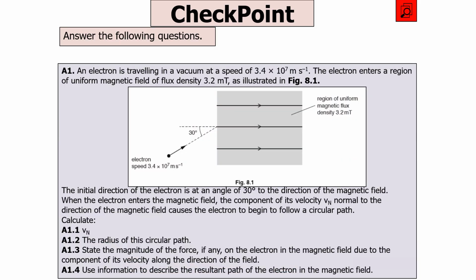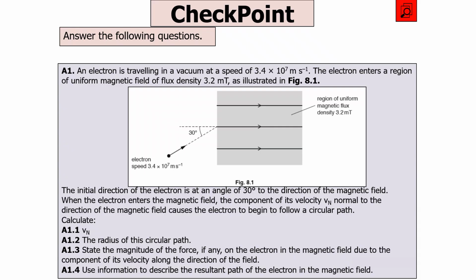Our next question says, an electron travelling in a vacuum at a speed of 3.4 times 10 to the 7 meters per second enters a region of a uniform magnetic field of flux density 3.2 milliteslas. The initial direction of the electron is at an angle of 30 degrees to the direction of the magnetic field.